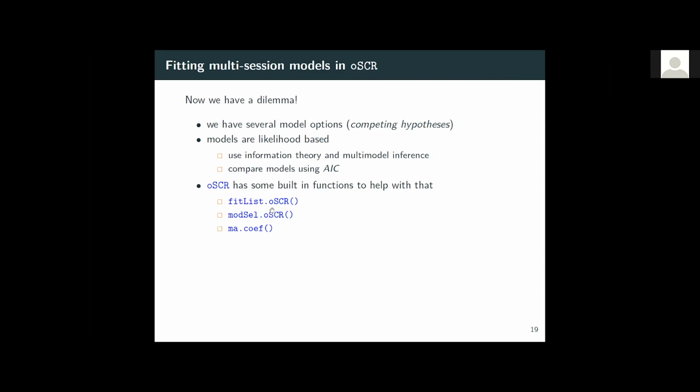modsel is kind of the main multi-model inference function. It's going to take a fit list, and then it's going to rank those models according to AIC and spit back an AIC table, the thing that you see in most papers these days. And then we have this model average coefficient function, which you can use to take a first look at variable importance and model averaged estimates.